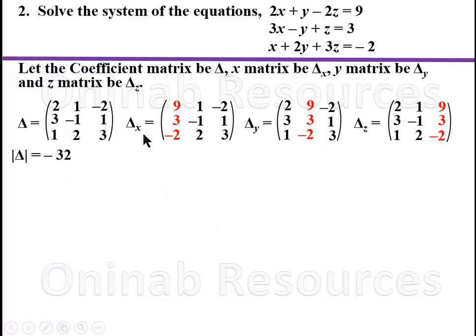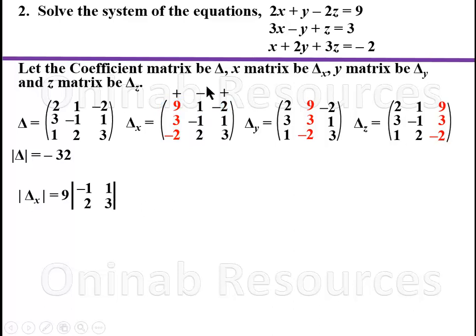We go ahead to find the determinant of the X matrix, which is delta X. So we assign positive, negative, and positive. So pick the first element here in the first column. That's positive 9. Delete the row, delete the column. We have negative 1, 1, 3, 2, and 3.